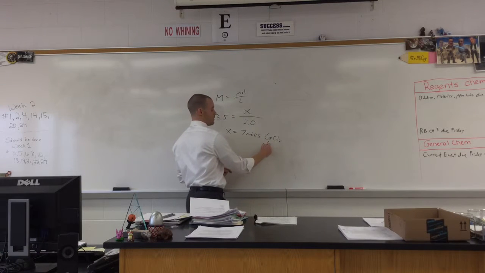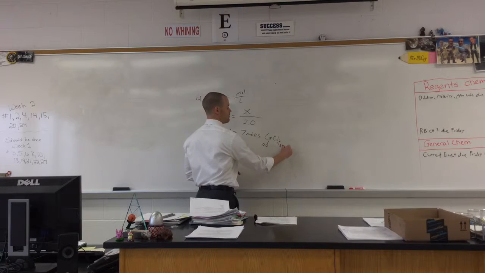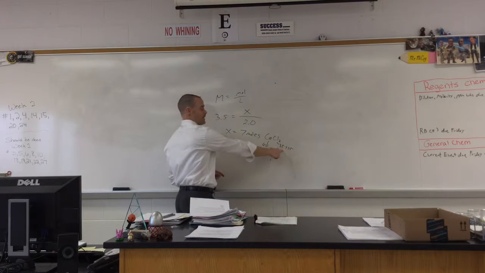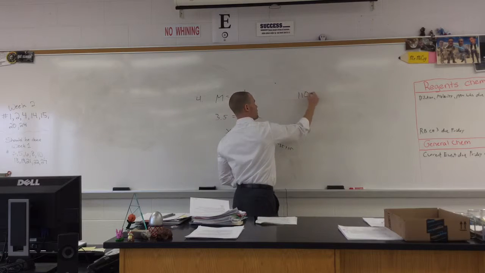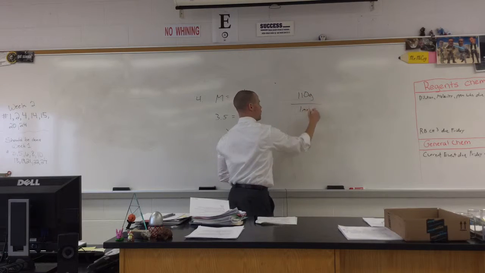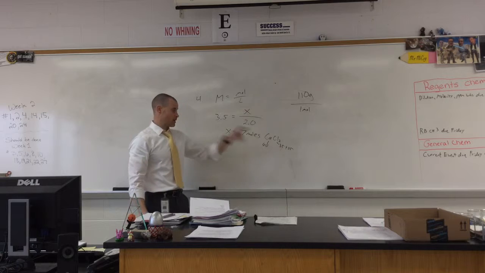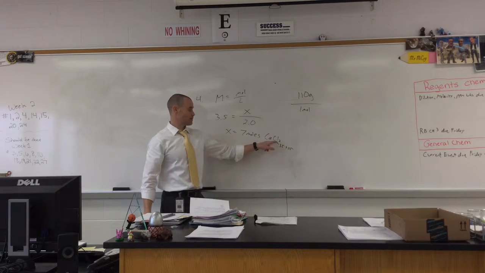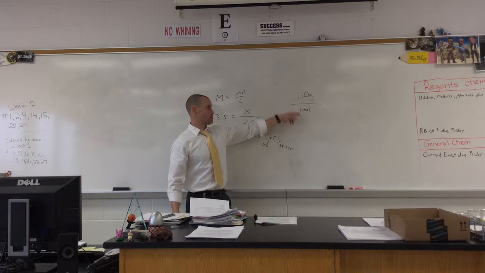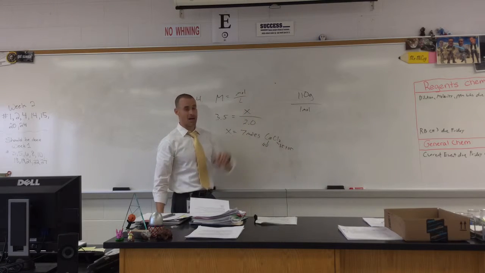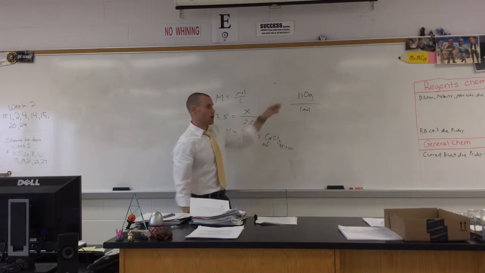So Ca is 40, each Cl is 35 plus 35, right? So 70 plus 40 is 110. So 110 grams are in 1 mole according to the periodic table, right? Because that's the mass of calcium chloride, 110 grams in 1 mole, grams per mole. That's the unit on the mass. So that's our first part of the ratio.